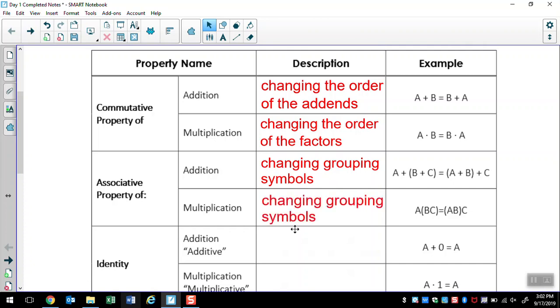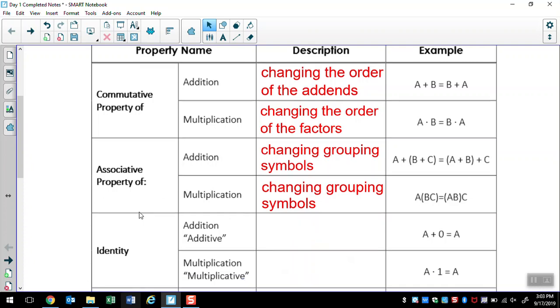And same with multiplication. Again, we can change our groups, or our grouping symbols. So it's just a matter of where those parentheses are placed. The order stays the same. So I have A plus B plus C, A plus B plus C. But in the first instance, I grouped B and C together. In the second instance, I grouped A and B together. And if we think about our order of operations, we always have to do what's inside the grouping symbols first before we can take care of the outside.